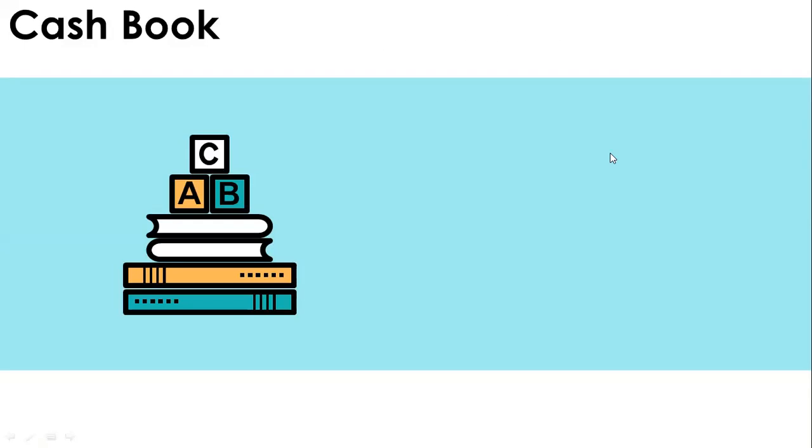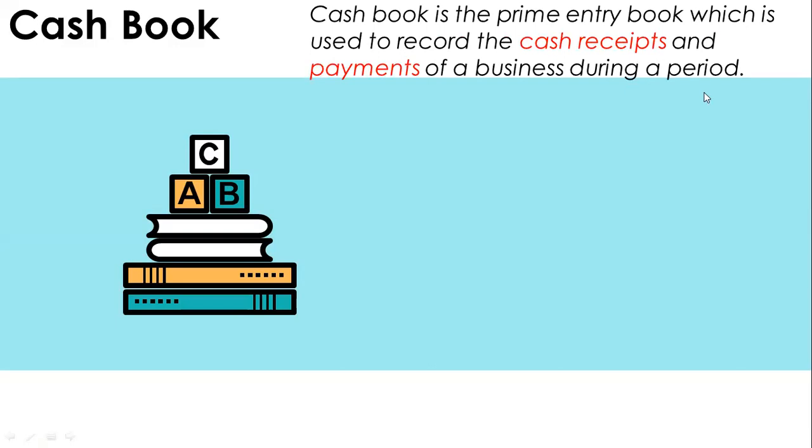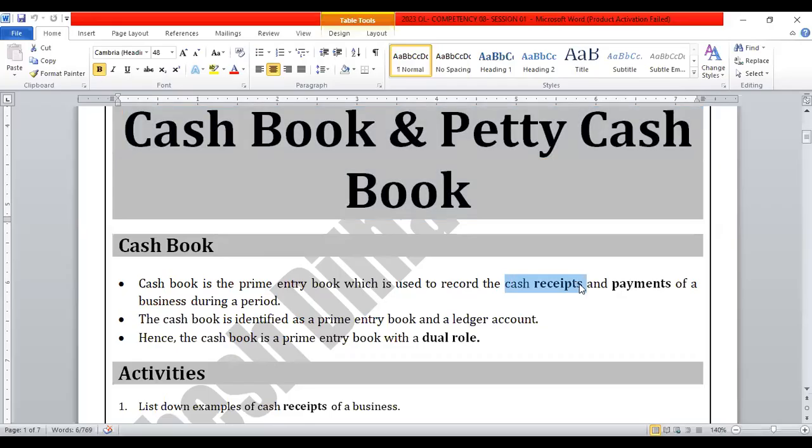Today, as you can see, this is the primary book which is used to record all the cash receipts and payments. So in the tutorial, you can highlight these two words, cash receipts and payments. Okay, highlight it.